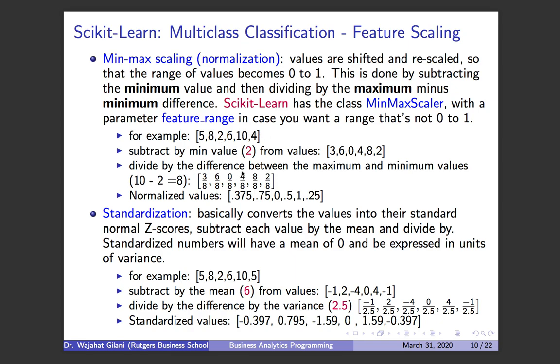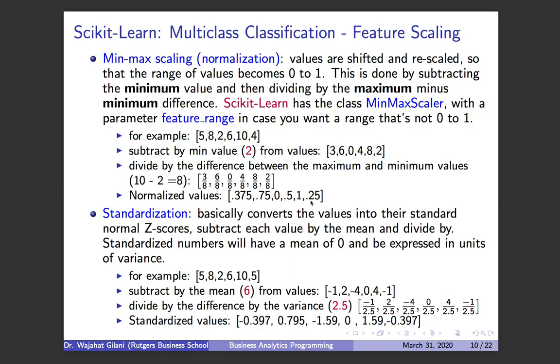Now I divide these values by the difference between the maximum and the minimum values. What's the maximum value? It's 10. What's the minimum? It's 2. 10 minus 2 is 8. So I take these values where I already subtracted the min, and divide by the difference between the max and the min from the original data. I'm basically doing this math right here. And my new normalized values are 0.375, 0.75, 0, 0.5, 1, 0.25. Again, notice I took that data, shifted and rescaled it, so now the range is from 0 to 1.